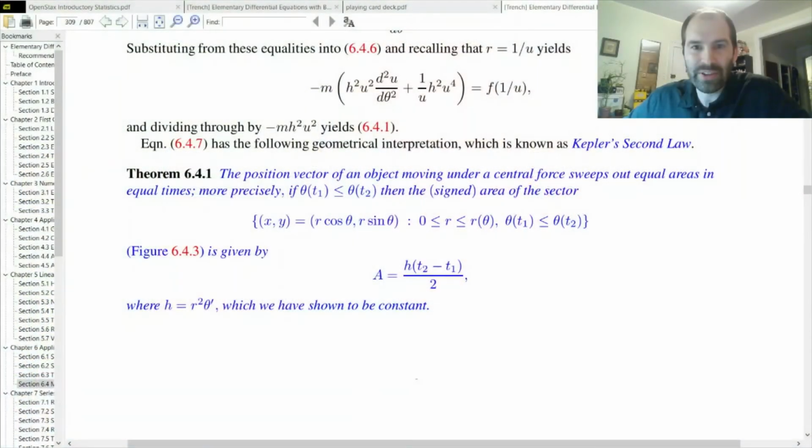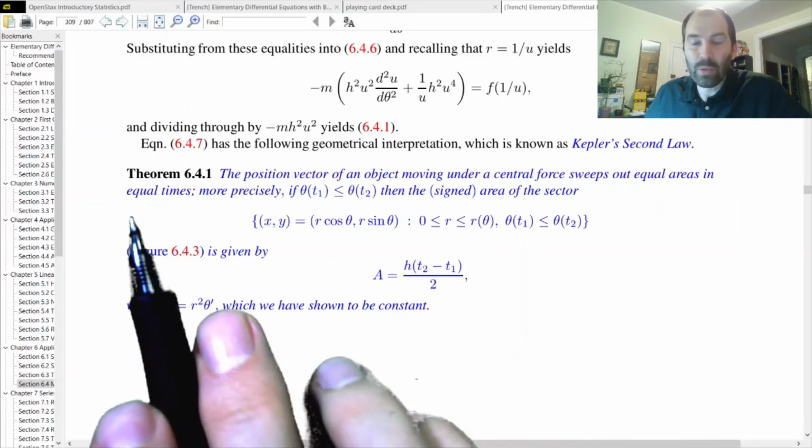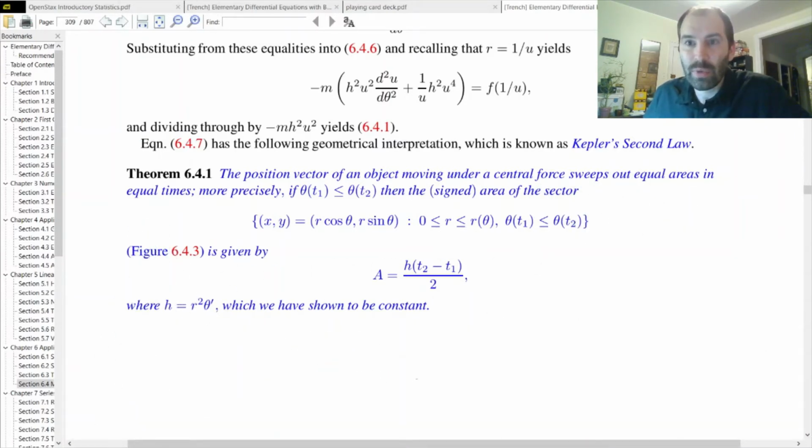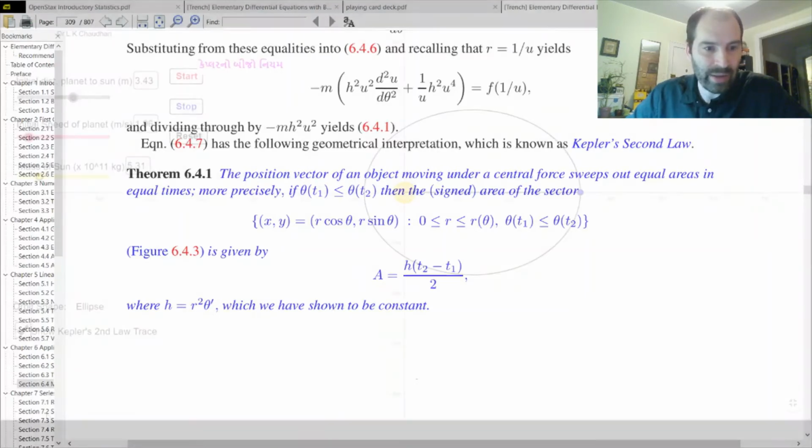Okay, I want to interrupt our progress there because we actually have discovered something really cool. So what we've shown so far allows us to prove an important theorem called Kepler's second law of planetary motion. All right, and let's go take a look at what this says. This is the following theorem. It says the position vector of an object moving under a central force, that's what we're dealing with, sweeps out equal areas in equal times. What does that mean? Let's go take a look at an example here.